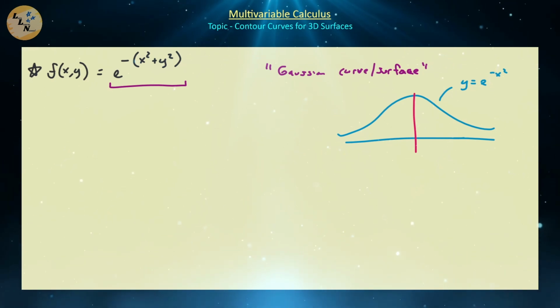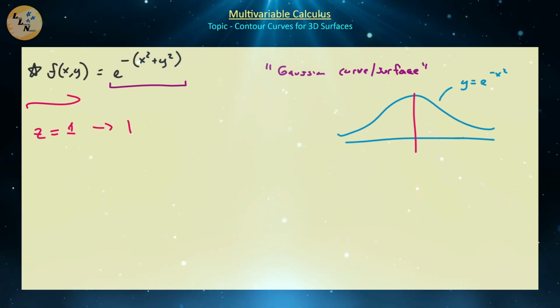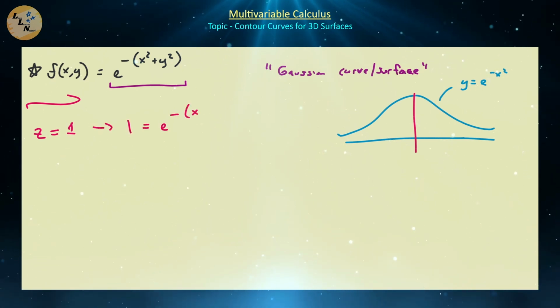So what I want to do is pick some values z and see what values of x and y make that equation true. So what do I mean by that? Let's, for example, choose z is equal to 1. So we want to solve the equation 1 is equal to e to the minus x squared plus y squared and find all values x, y that make this true.